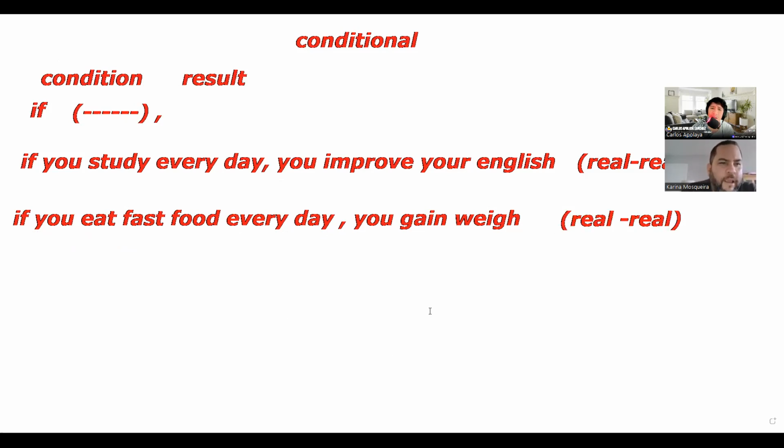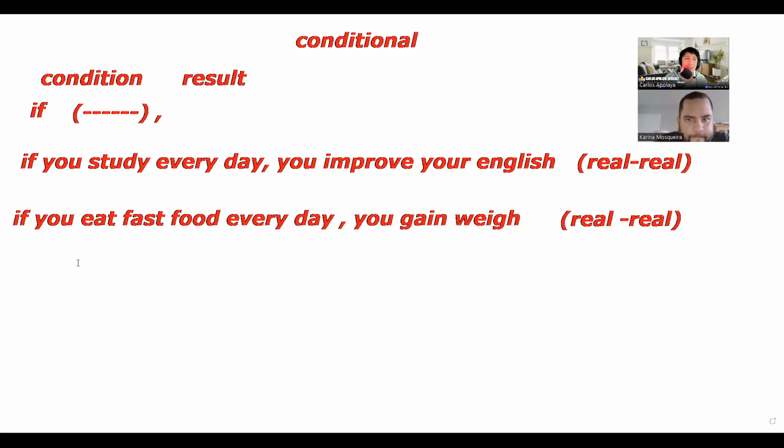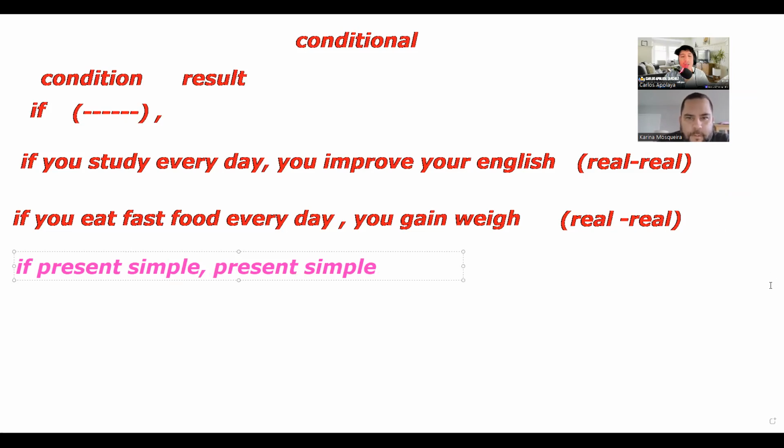But a question: if you use if, could be you will improve your English, or... Wait a minute. That is different. First practice this. Real. As you can see here, we have if, and then the present simple, and then the present simple, right? But remember, real situation, real result. For example, if I speak English every day, I improve my speaking skill, because it's obvious, it's real.